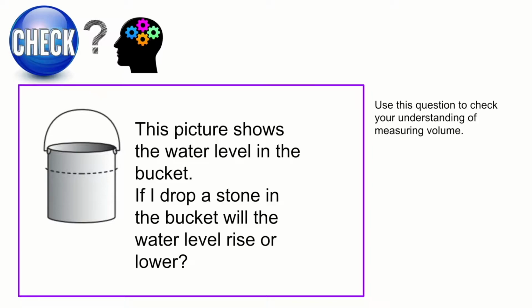So to summarize, we are learning to compare and order the volumes of 2 or more objects by marking the change in water level when each object is put under the water.